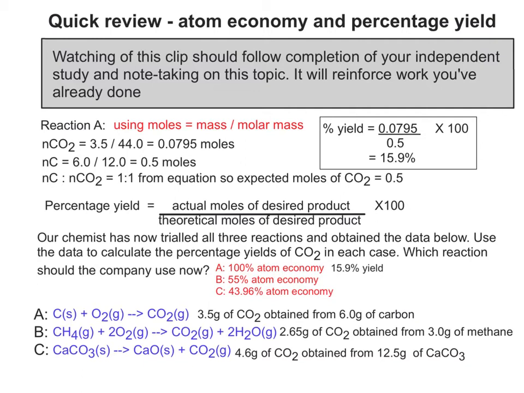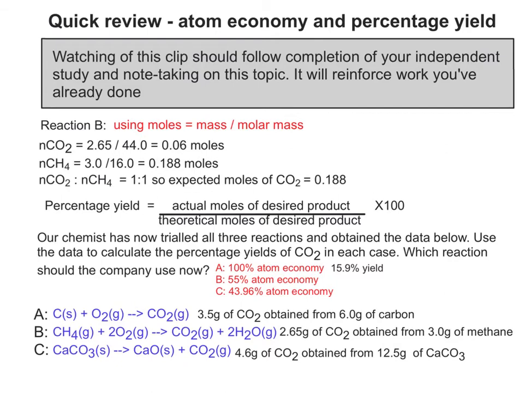So this would now have to be considered against the 100% atom economy. Let's do the other 2. So employing the same equation, moles equals mass over molar mass, we can work out the moles of CO2 obtained as 0.06, the moles of methane that were combusted as 0.188. So in theory we should expect 0.188 moles of CO2, because CO2 to CH4 is equimolar again, which gives us a 31.9% yield, which is slightly better than before.